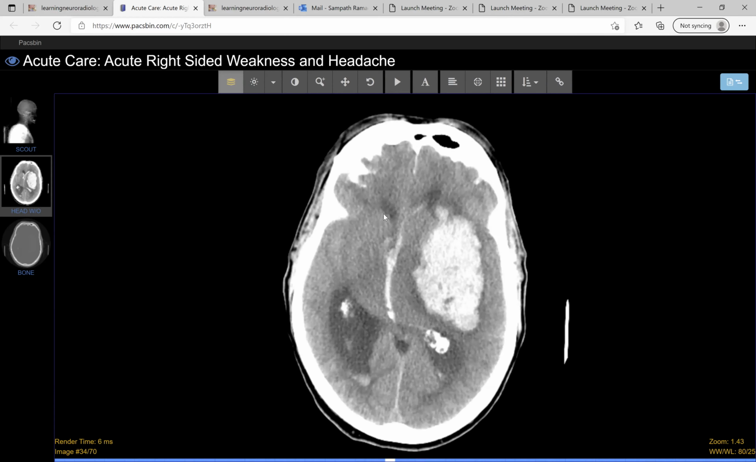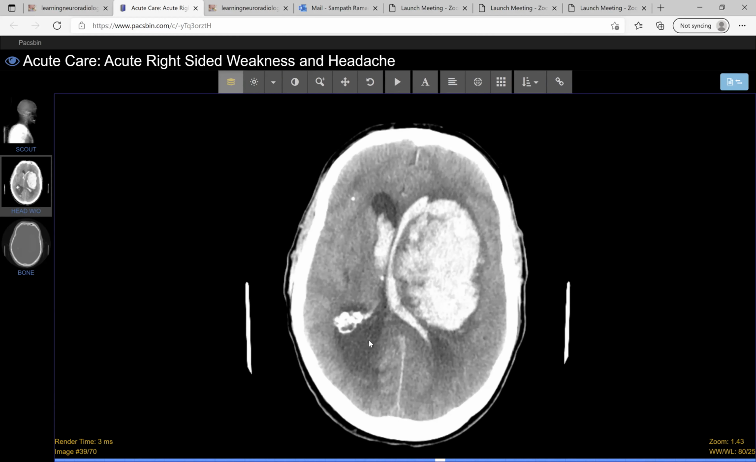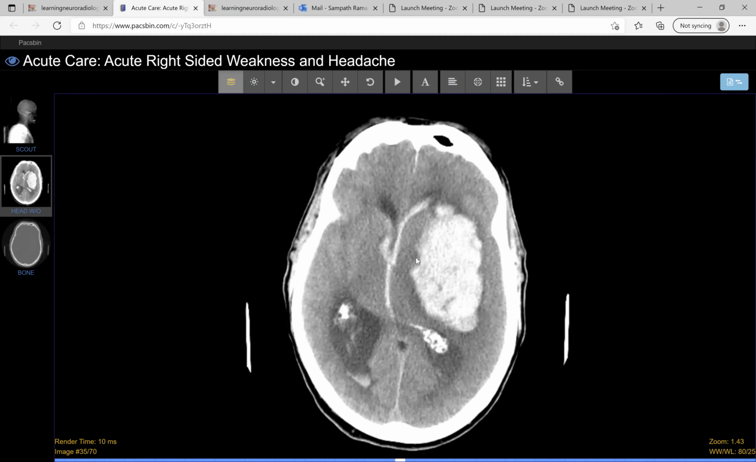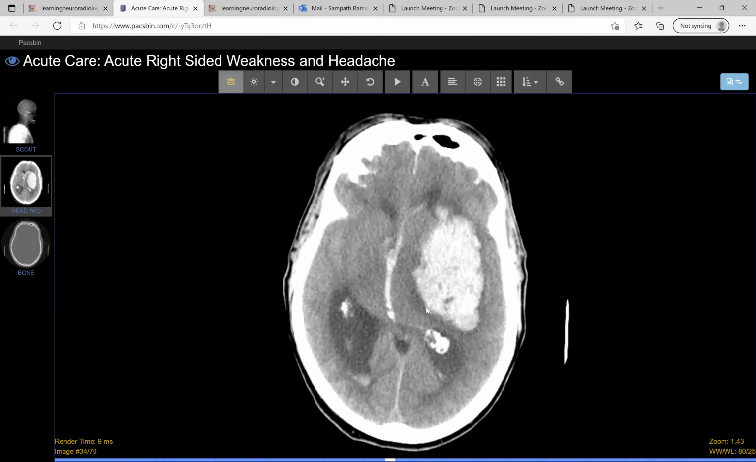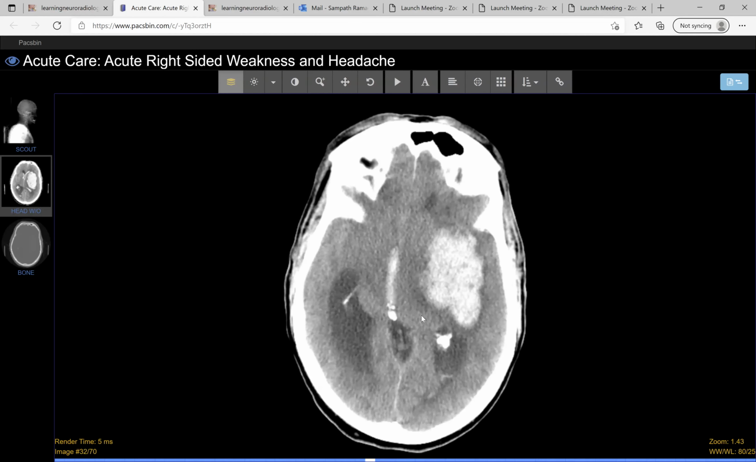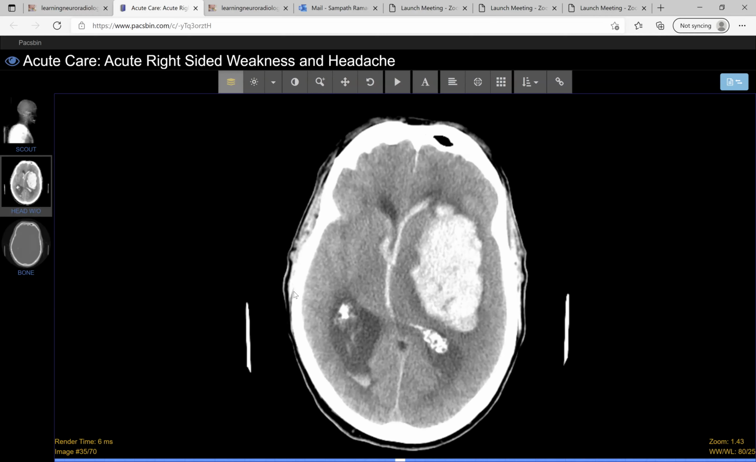And you can see how the right-sided ventricle has become bigger because it has become blocked. The blood, as well as this shifting to the right, has blocked this whole ventricle, causing it to dilate compared to the left side. So it is critical that they take this patient in right away to get them to surgery.